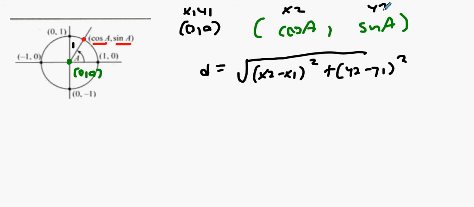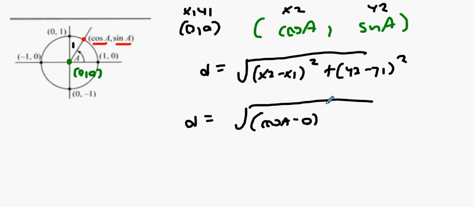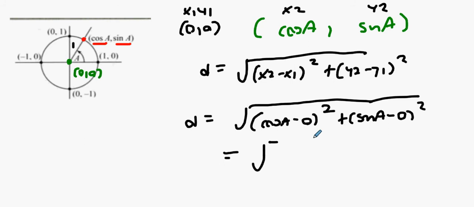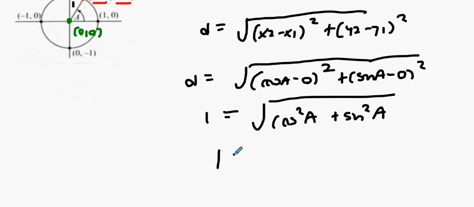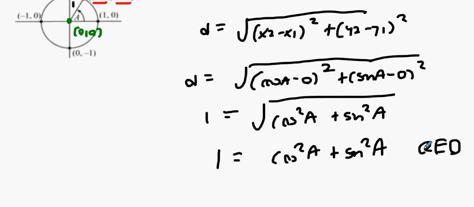And what we're going to get is d equals the square root of cos A take away 0 squared plus sin A take away 0 squared, which is cos squared A plus sin squared A, and we know that the distance in a unit circle must equal 1. Then we square both sides and we get 1 equals cos squared A plus sin squared A. Q.E.D., quod erat demonstrandum. It's Latin for this is what you set out to prove.